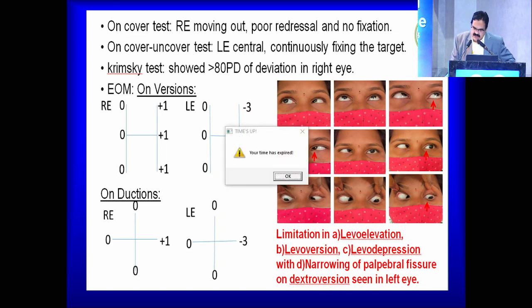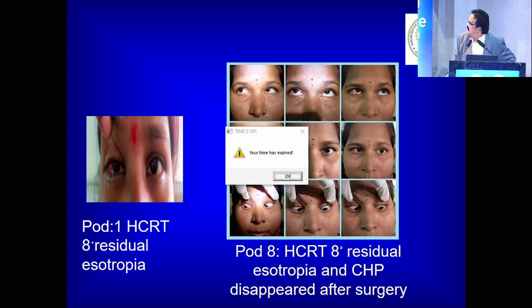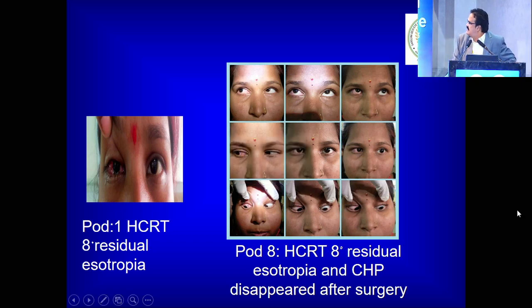So this case, again, I took up for right eye correction. Because it is such a large deviation, once again I did a muscle transplantation surgery for this patient, and it resulted in almost near orthotropia, with a residual deviation of 8 to 10 prism diopters, but the patient was cosmetically very happy.